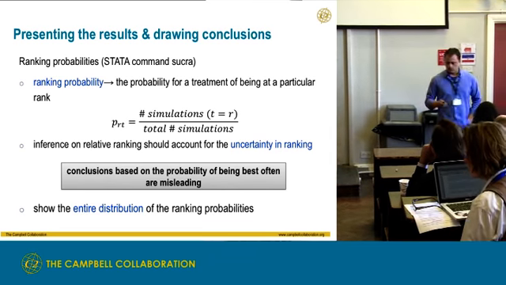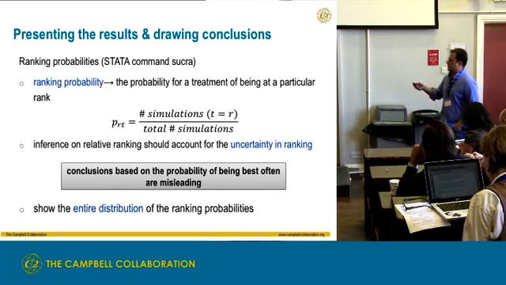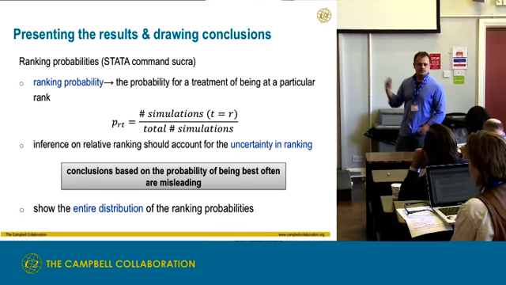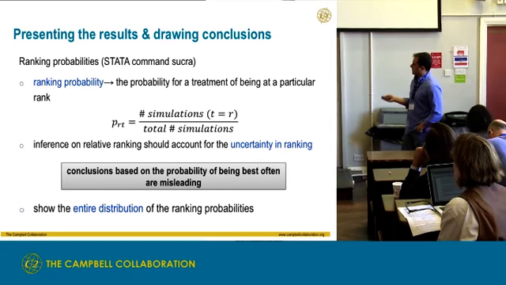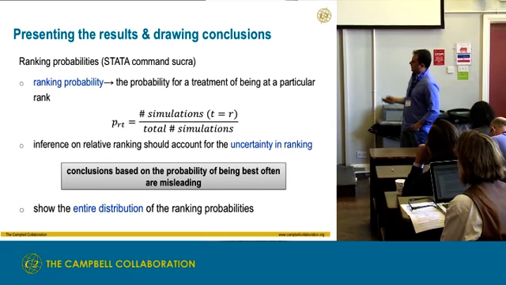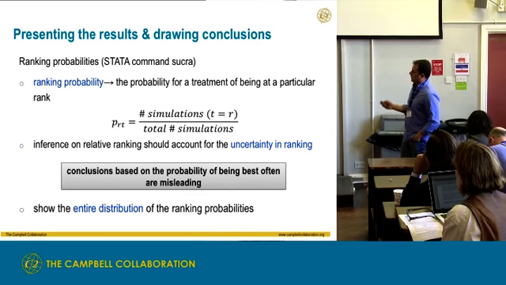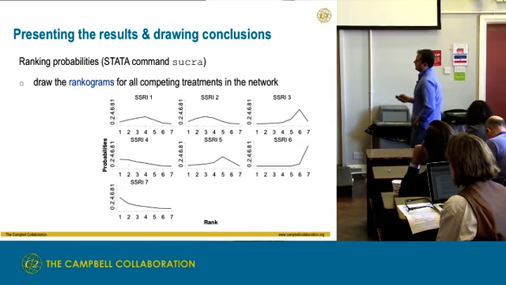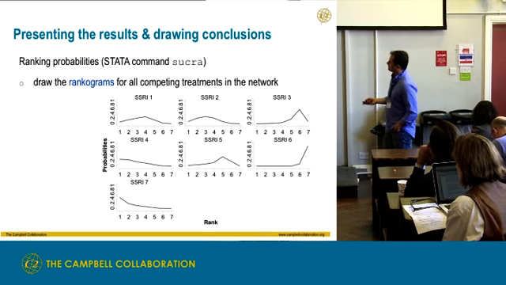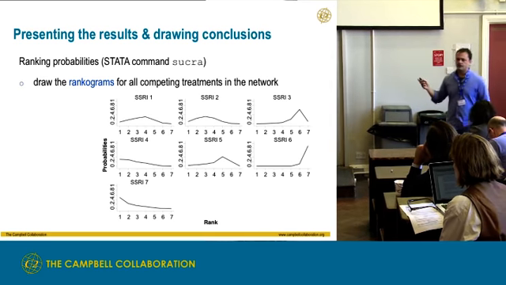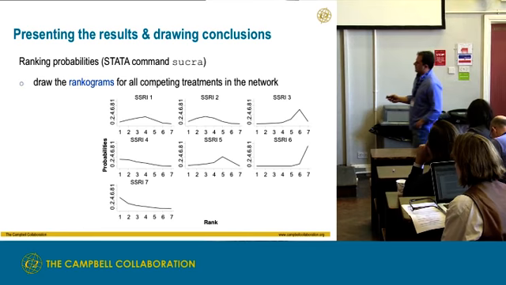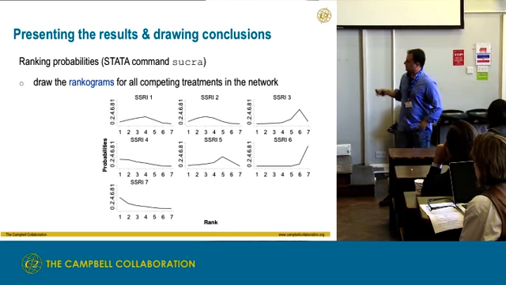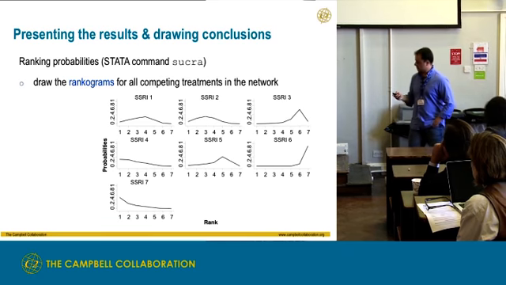And we have developed measures that take into account the probability of being the second best, third best, and so on. So probabilities that take into account the entire distribution of the ranking probabilities. So one of them is the rankogram. So I have here 7 antidepressants. In the horizontal axis, I have the ranks, and the probabilities are in the vertical axis.